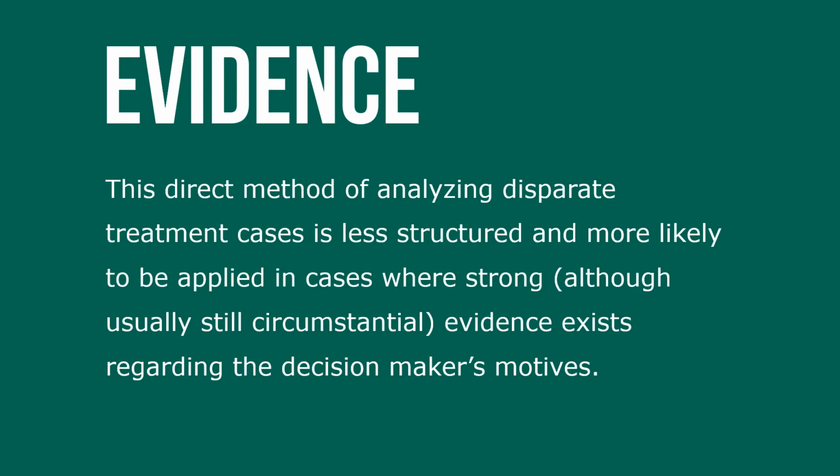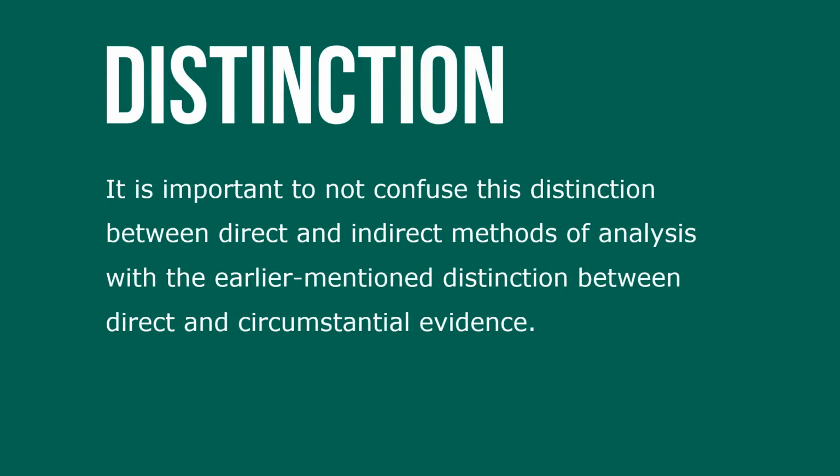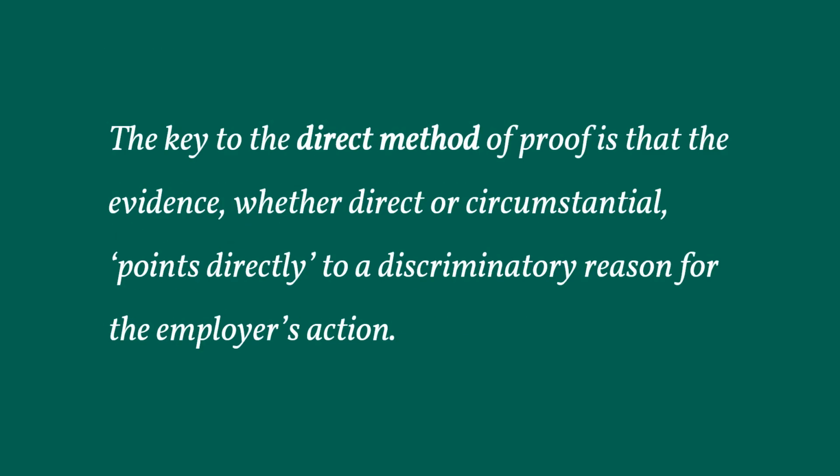The direct method of analyzing disparate treatment cases is less structured and more likely to be applied in cases where strong, although usually still circumstantial, evidence exists regarding the decision maker's motives. It is important not to confuse this distinction between direct and indirect methods of analysis with earlier mentioned distinctions between direct and circumstantial evidence. The key to the direct method of proof is that the evidence, whether direct or circumstantial, points directly to a discriminatory reason for the employer's action.